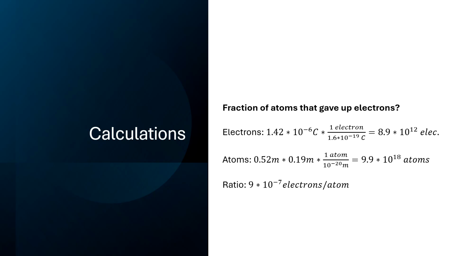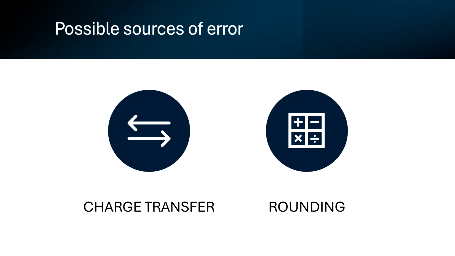The two most likely sources of error are the charge transferring from people holding the tape to the tape, meaning that it's no longer negatively charged, as well as potential rounding errors throughout the lab.